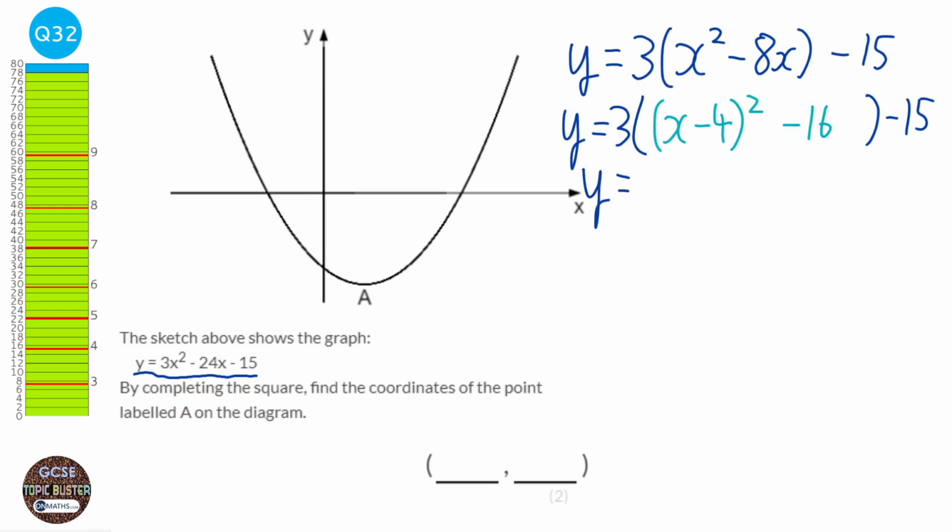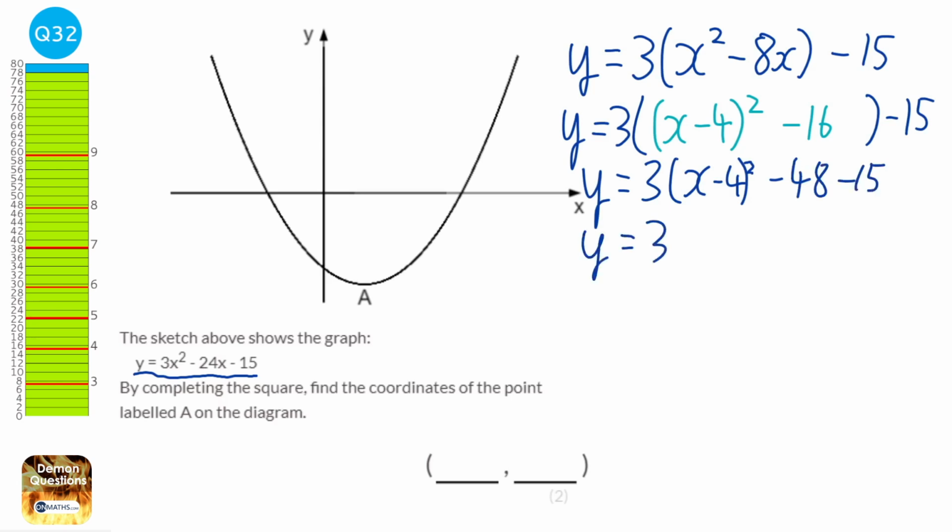Next we're going to expand the bracket with the 3 in. So we're going to have 3 brackets x minus 4 squared, or close bracket squared, minus 48, minus 15, and then we're just going to tidy that up by adding the numbers together, so that would be minus 63.